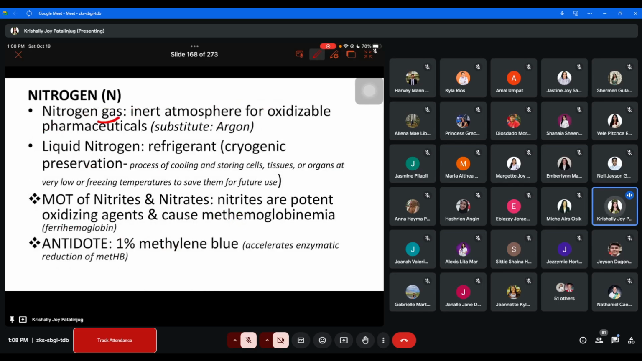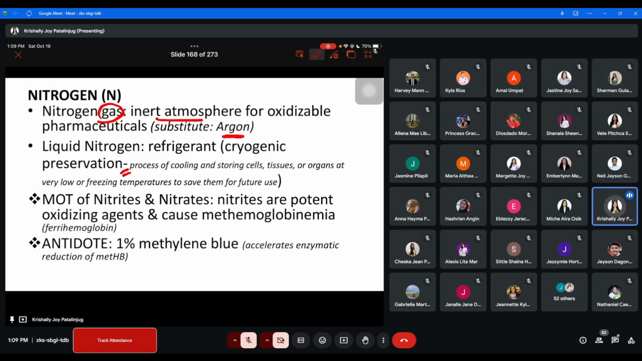Okay, additionally, ang gas form of nitrogen gas, meron siyang pharmaceutical use. Ginagamit siya as inert atmosphere for those oxidizable pharmaceuticals. If it is not available, then we have also other inert gases used as atmosphere for oxidizable pharmaceuticals. Yun yung argon. So either of the two can be used as inert atmosphere for oxidizable pharmaceuticals. The liquid form of nitrogen naman, yung use niya is as refrigerant, particularly for cryogenic preservation. So this is the definition of cryogenic preservation, mainly for cooling, storing cells, tissues, organs at a very low or freezing temperature. So that's the use of liquid nitrogen, refrigerant.